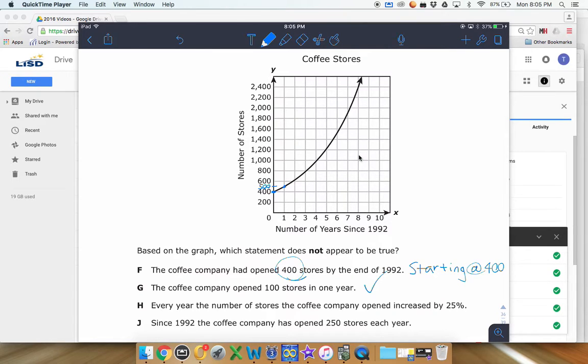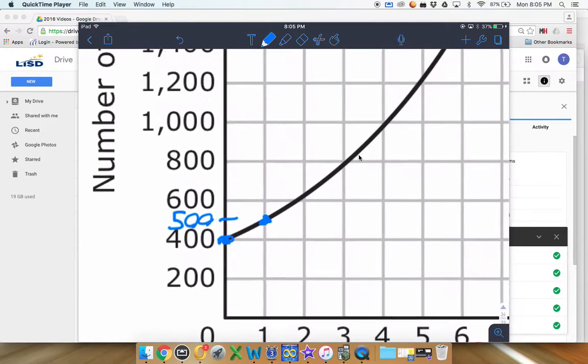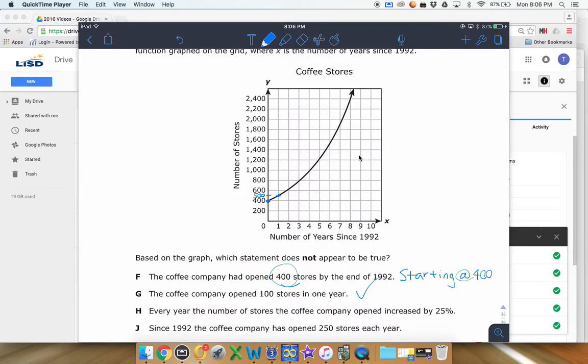Every year, the number of stores the coffee company opened increased by 25%. So that's where we got to be kind of careful and look closely here. It looks like in that first year, 25% growth right there. 25% of 400 would be 100. So it does appear to grow by 100. 25% of 500 would be 125. So it looks like it grows a little bit more than 100 there. So it's looking pretty good on that one.